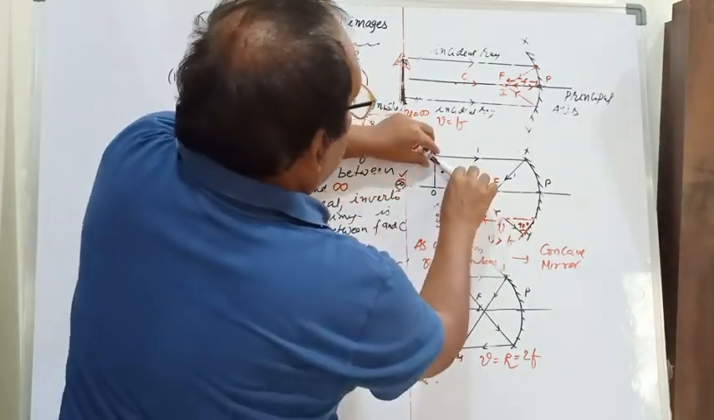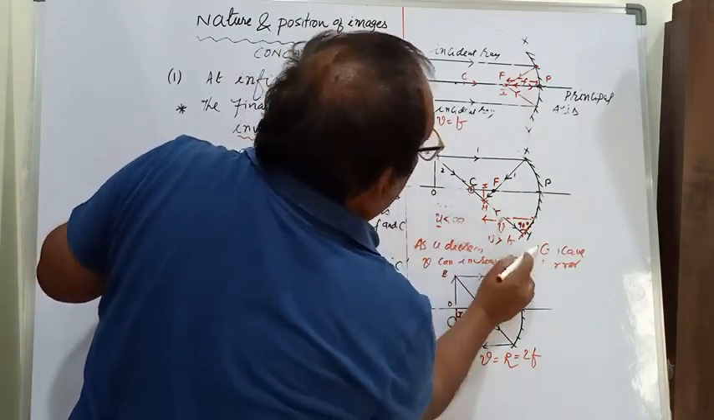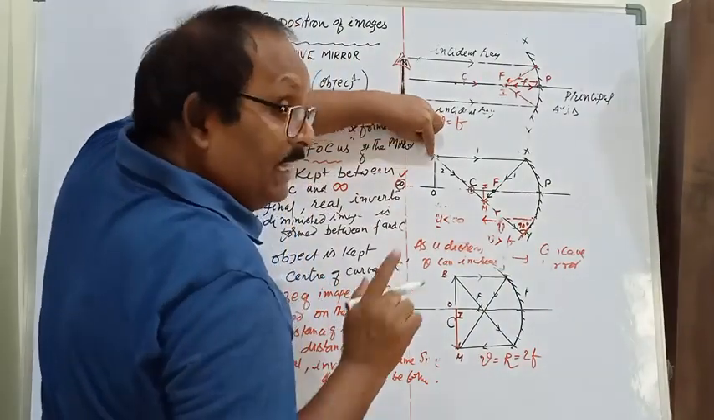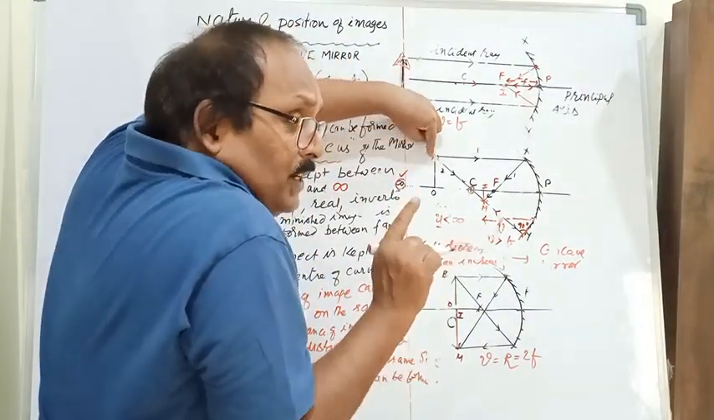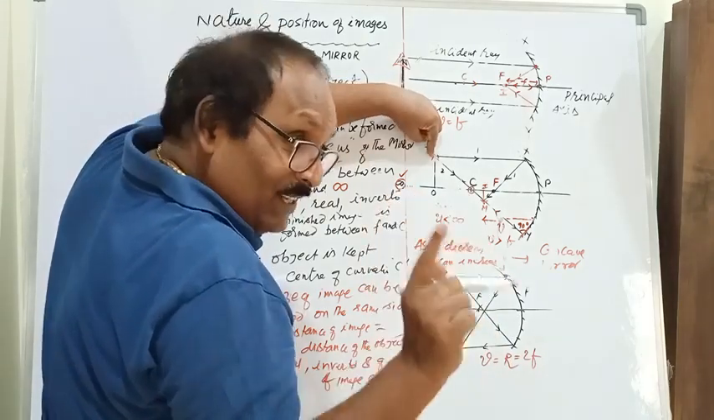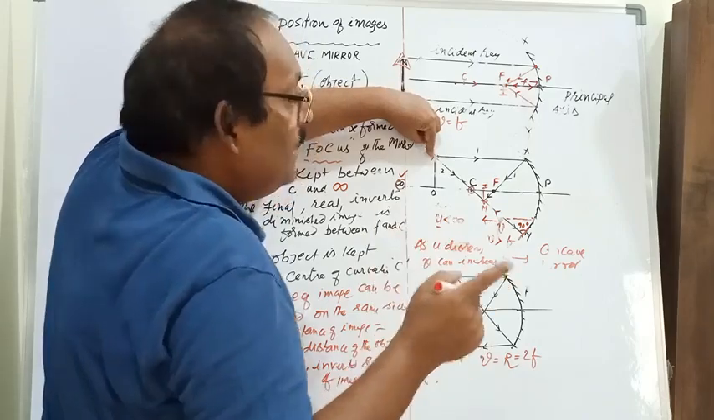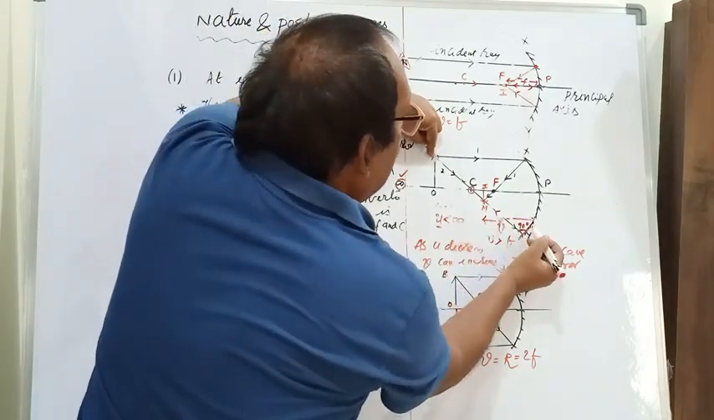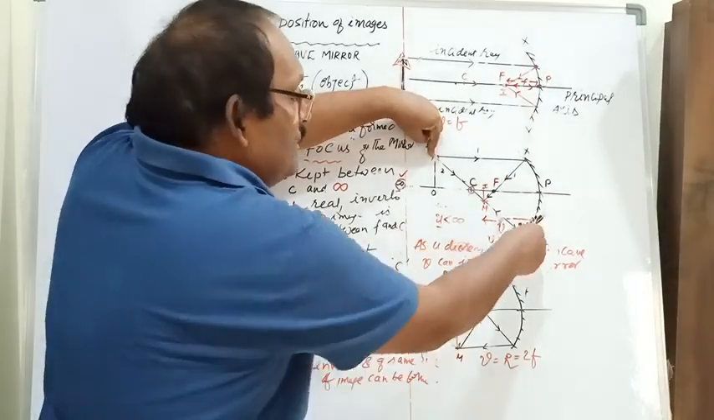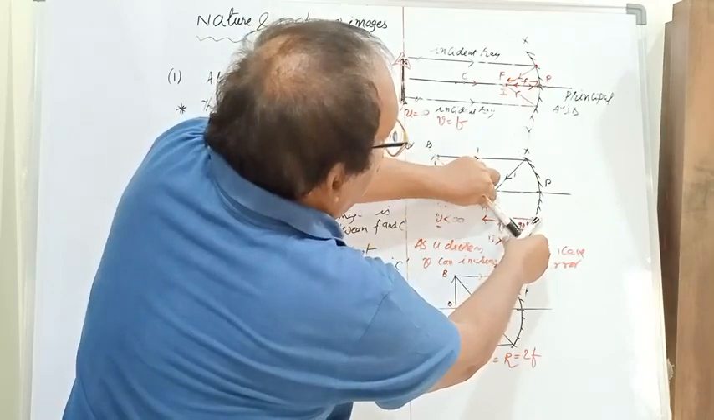Children, for this mirror, you can imagine a normal here. This is called normal incidence. Normal incidence means it is in the direction of the normal. When the incident ray is in the direction of the normal, the angle of incidence must be equal to what? 0. And the nature of incidence is called what? Normal incidence, because it is making an angle of 90 degrees with the surface of the mirror. This is 90 degrees, this is 90 degrees.